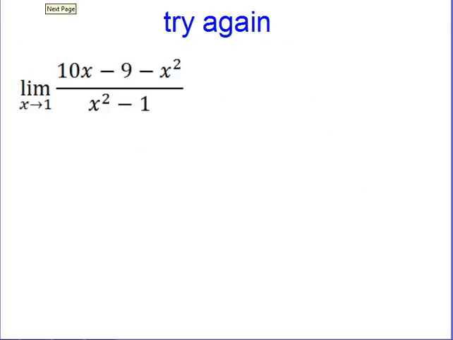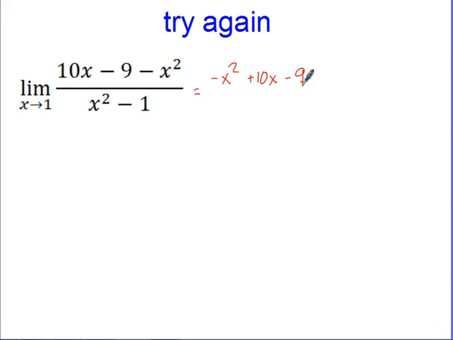Why don't you try this one? You try this one. Oh, you try this one. Okay, what's the first thing you probably did to help yourself out? Move it around, right? So that you could factor. If I move it around, so it would be a negative x squared plus 10x minus 9.